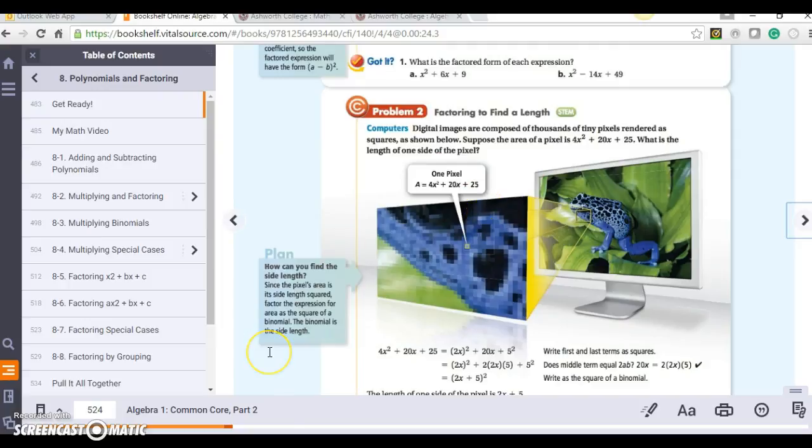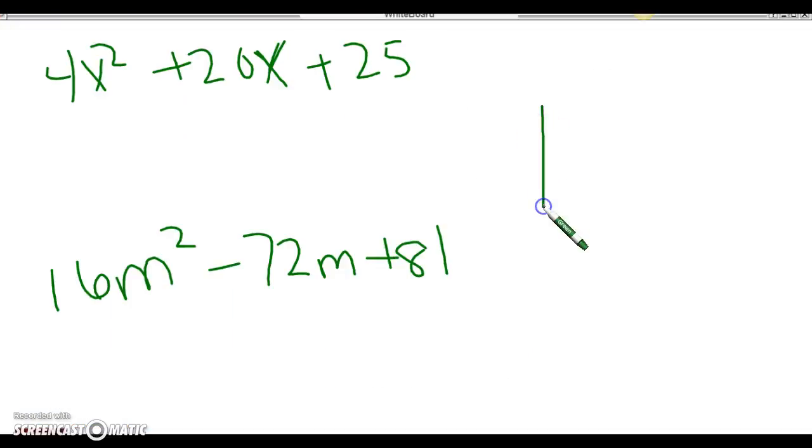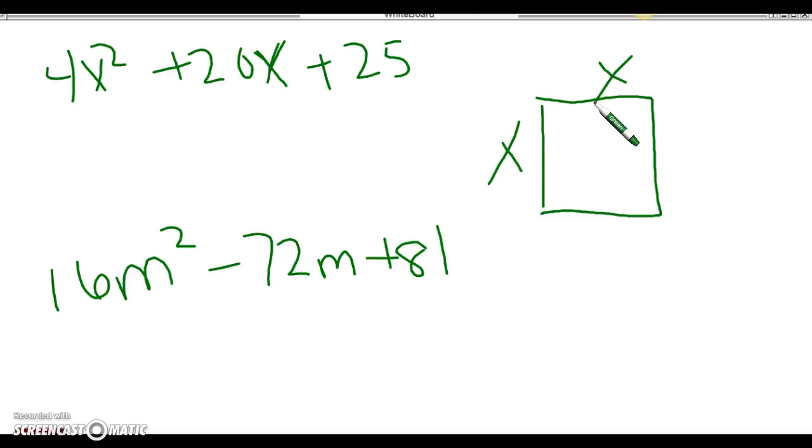So if we know that the area is 4x squared plus 20x plus 25 and it's a square, we know that we have a length something like this. Of course, it's a perfect square. When we have a square, we know that both lengths are the same. And so if I know that my area is this, then if I take the square root, or find the perfect square, because I should have something like this, then I would find the length of one side.